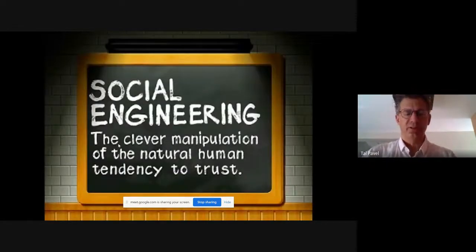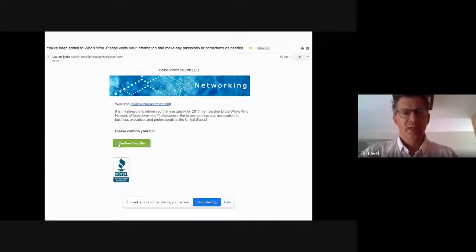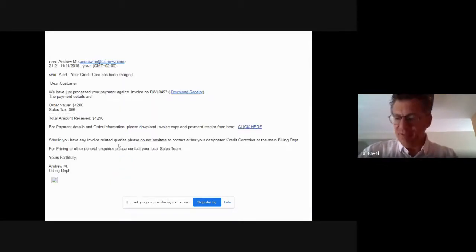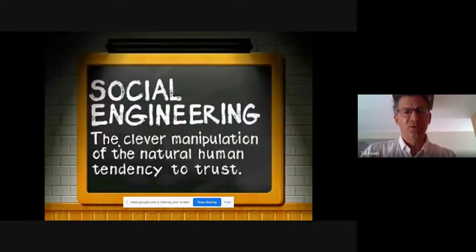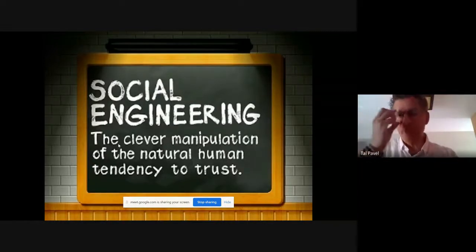This is social engineering. And I like this definition very much. Social engineering is the clever manipulation of the natural human tendency to trust. And we tend to trust. Because when we see an email like this, we tend to believe that it's genuine, that someone really wants to add me to the Who's Who network of executive and professional. And on the other hand, I really believe that, oh, someone will debit me. It's the human tendency to trust. We tend to trust. But social engineering, it's this clever manipulation.